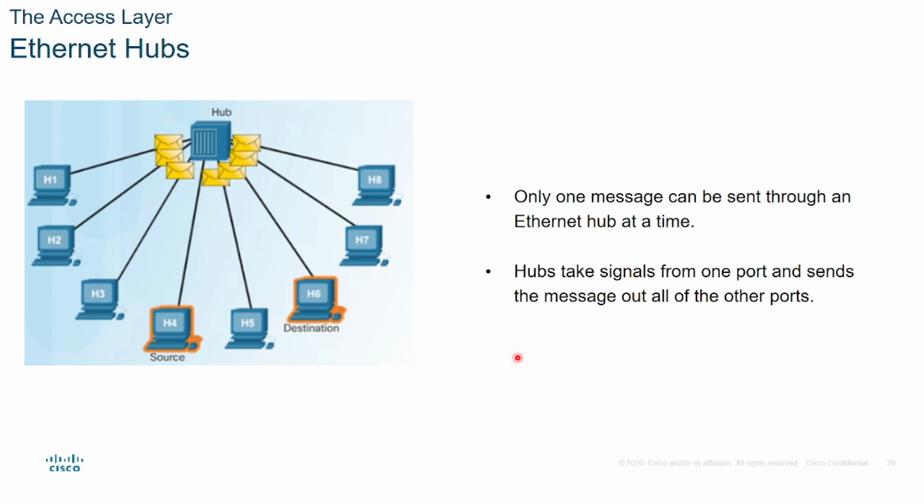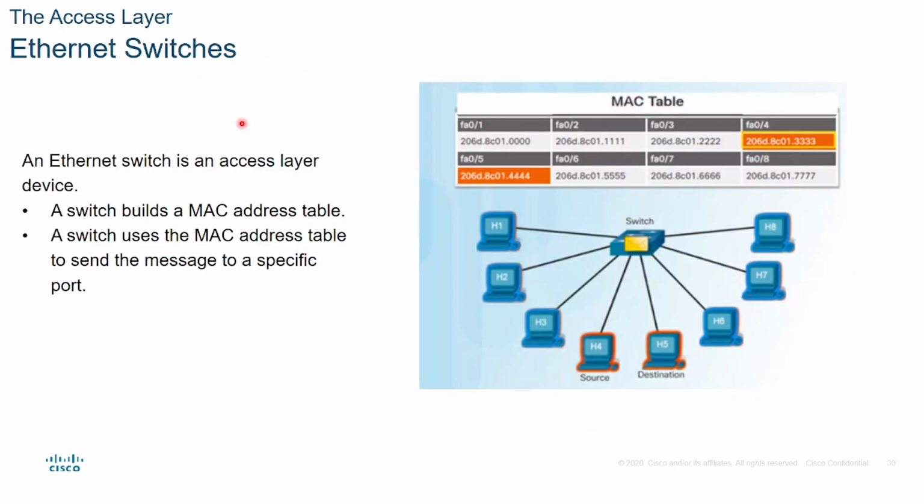So when you send a message from this host to that host, by the time it goes to the hub, the message is being sent to everybody. It's not dedicated to this particular destination. So in that case, a hub is not a smart device, because it does not know how to identify different hosts on its network.